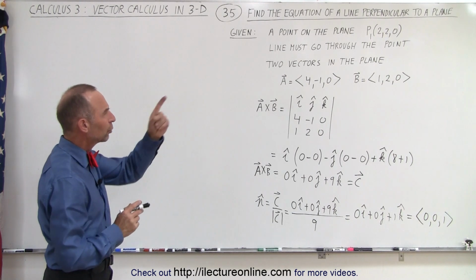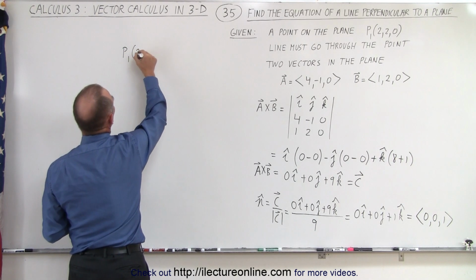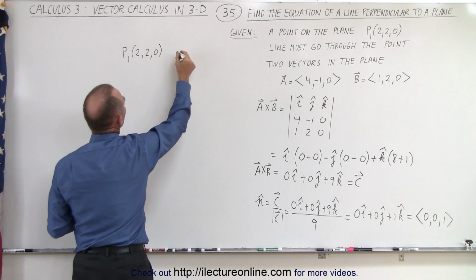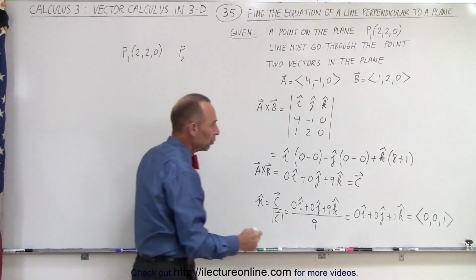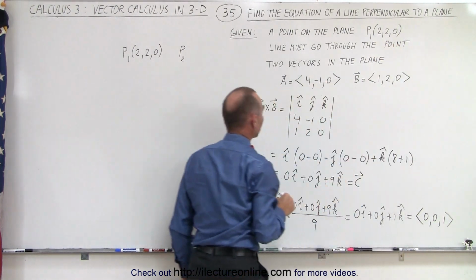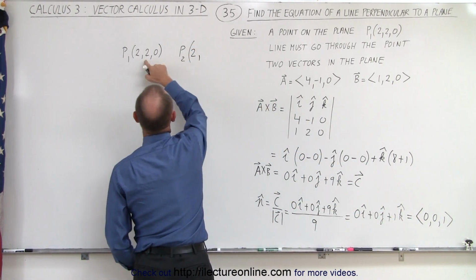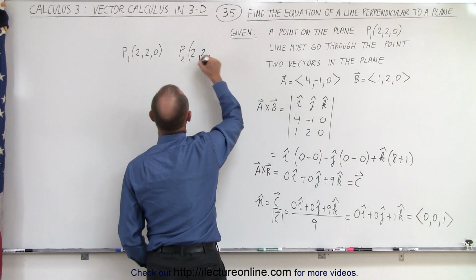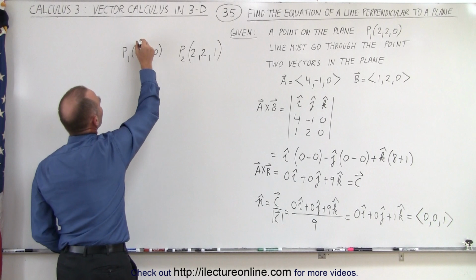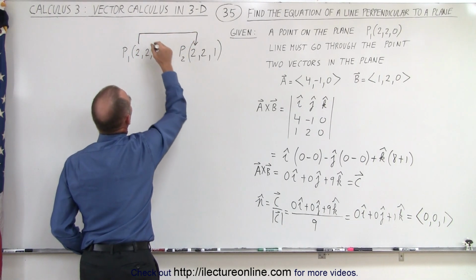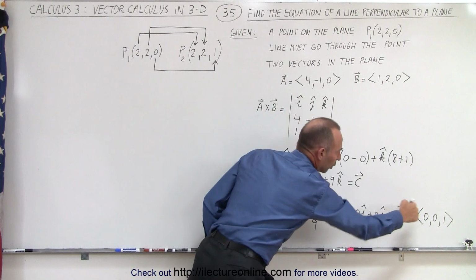Now we need an equation that goes through that point. So we're going to take one point, call it point 1, and that's going to be equal to 2, 2, and 0. Now we're going to define a second point on that line, because every line is defined by two points. And we can do that by adding the components of the unit vector to the original point. So if we do that, we get a second point: 2 plus 0 gives us 2, 2 plus 0 gives us 2, and 0 plus 1 gives us 1. And so there's a second point. Notice that the x component changes by 0, the y component changes by 0, and the z component changes by 1 according to our unit vector.